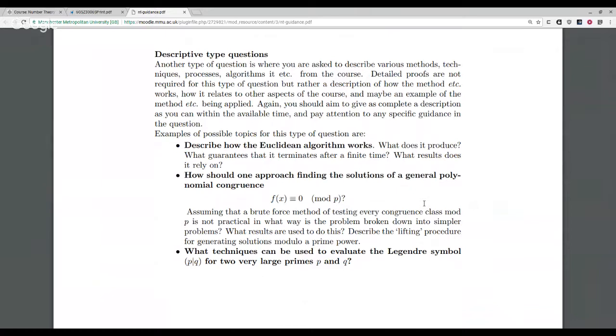Other questions: how should one approach finding the solutions of a general polynomial congruence, f(x) congruent to 0 mod p?